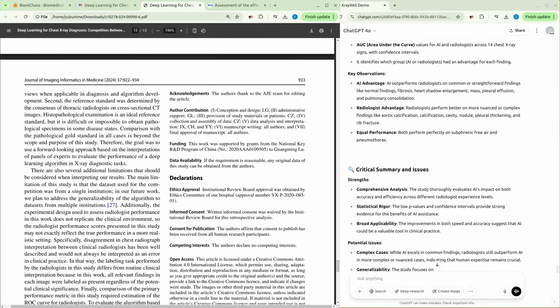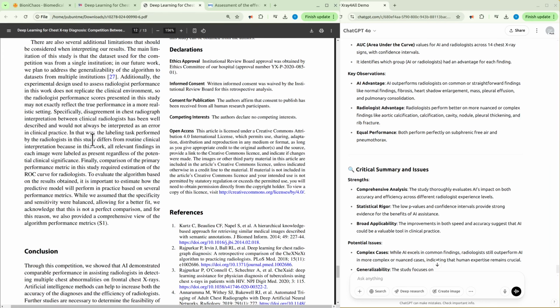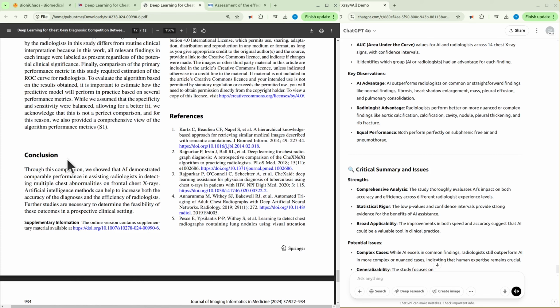The study provides strong evidence that AI can assist radiologists effectively, but readers should be mindful of the potential biases and the mixed comparison frameworks. Clarifying these points would strengthen the study's conclusions and applicability. Let me know if there's anything else you'd like to cover.